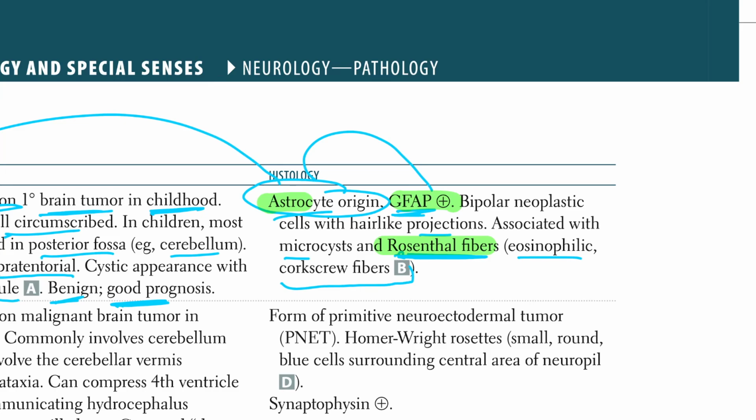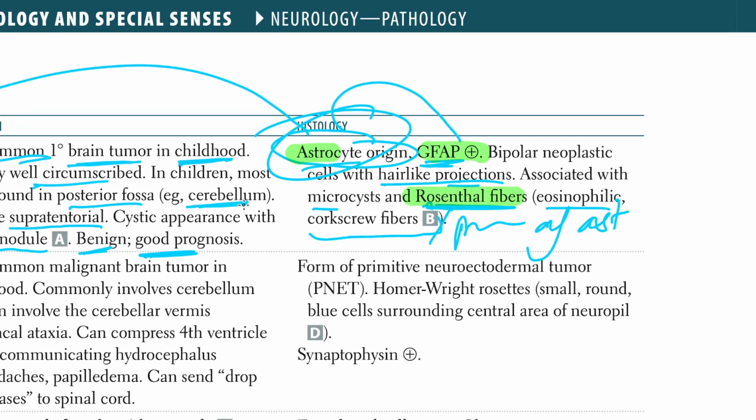On top of this, you got to know that they are the processes of astrocytes. They're eosinophilic corkscrew fibers. They are the processes of astrocytes because it's an astrocyte-rich tumor, right? Of course, it has to be something with astrocytes. And what else you might see? You will have hair-like projections as well. And it arises from, that's also common, the posterior fossa cerebellum. So a cystic lesion with the nodule growing on its wall.